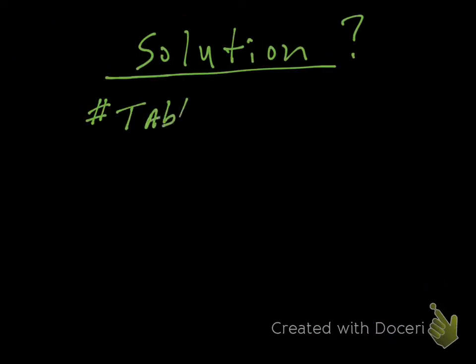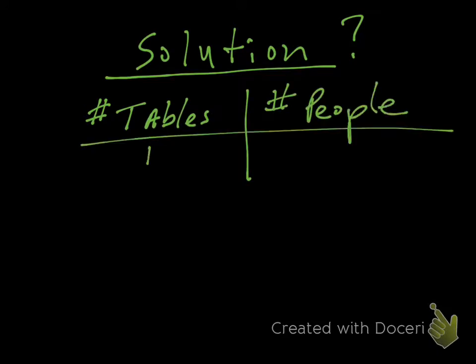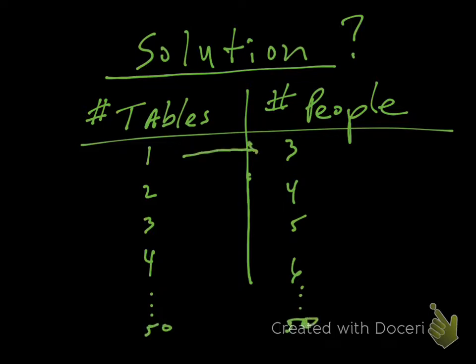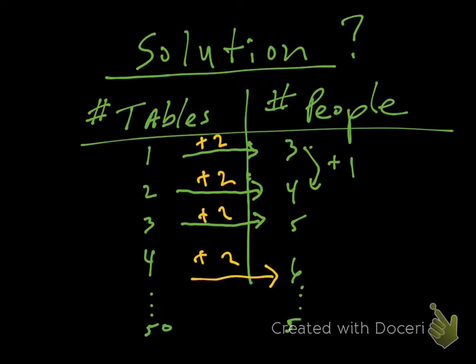Before we get into a solution, let's revisit our table, with the number of tables and the number of people we're able to fit, which I think you understand. Looking at the pattern, as you can see here, for 1 table, if you add 2 to that number, that gives you 3 people. And that seems to be the same pattern or rule that is generated for each number of tables.